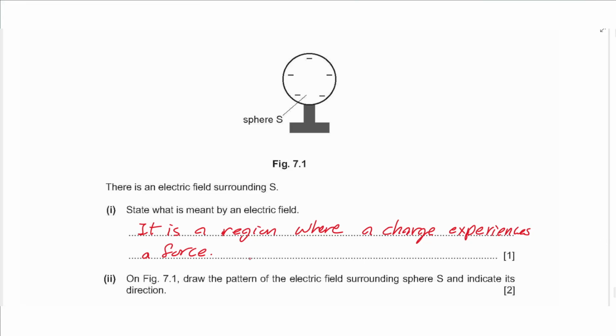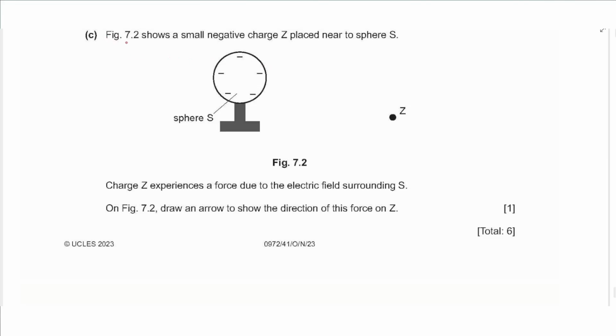So an electric field around a spherical object is either radially outwards or radially inwards, but around a negatively charged object it is inwards, towards the object. So we draw lines that are pointing radially, and then we add the arrows which are pointing inwards towards the center of the sphere.